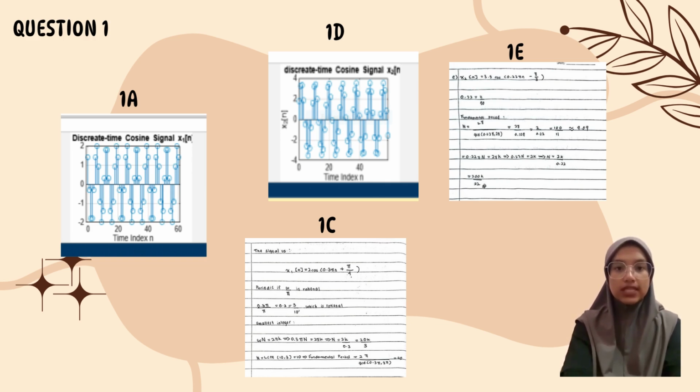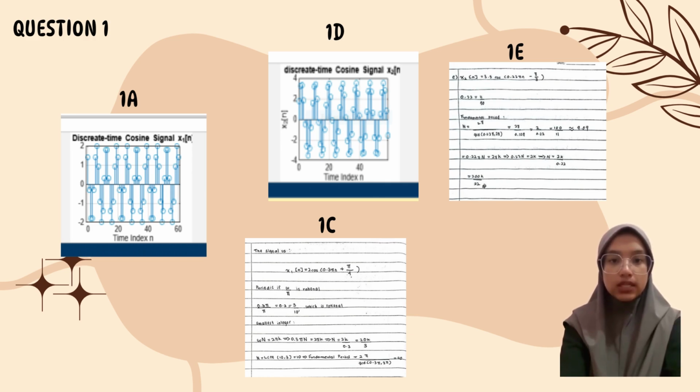B. Length of signal S1n. For part B, the signal S1n is defined from n equals 0 to n equals 60. Therefore, the length of the signal is 61 samples. I have calculated and confirmed this.